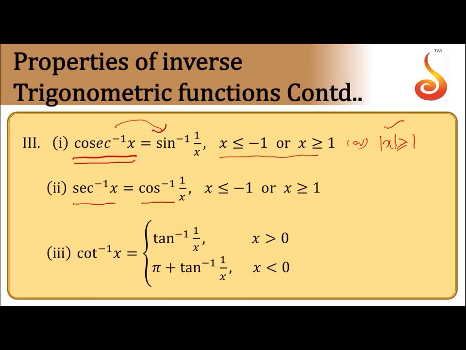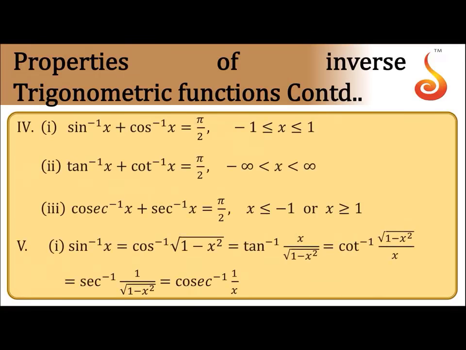Similarly, secant inverse x can be written as cos inverse of 1 by x. And cot inverse of x is the most important point. For positive values, it is written as tan inverse of 1 by x. For negative values, we write it as pi plus tan inverse of 1 by x. So be careful about this particular portion. This is about inverse trigonometric functions of the reciprocals.